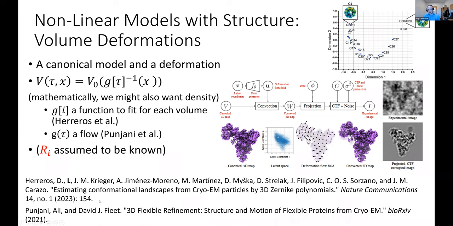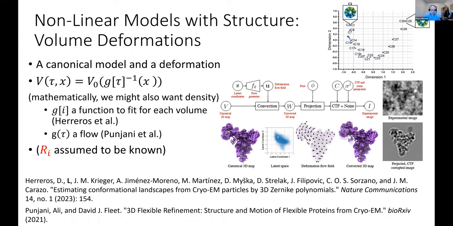And we've been involved in one work on this that was just recently published that uses Zernike polynomials to describe these spaces of deformations. There's another work that uses a fancier neural network to describe these deformations as flows. So this introduces structure into the system. I'm restricting myself to only a neutral structure and its deformations, and then I can fit both of them better.